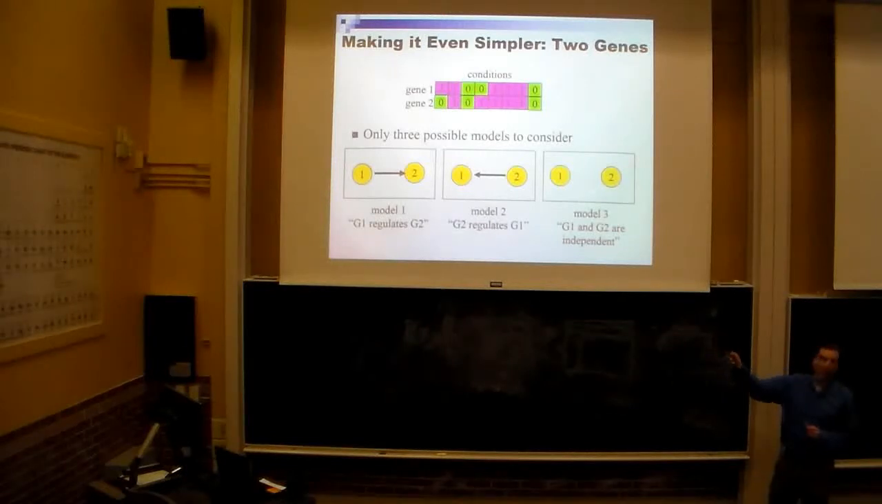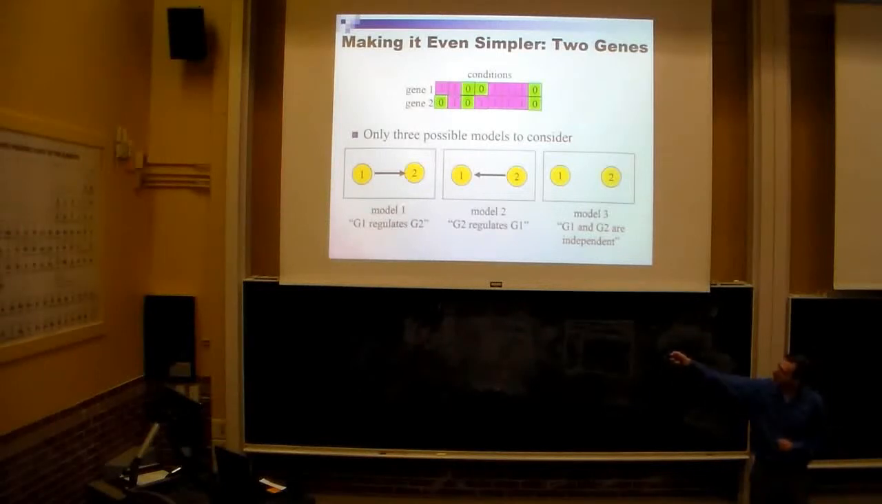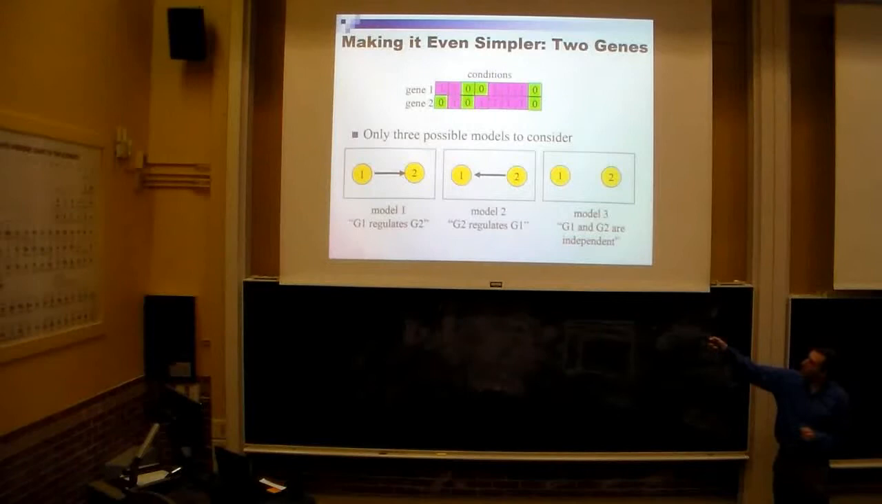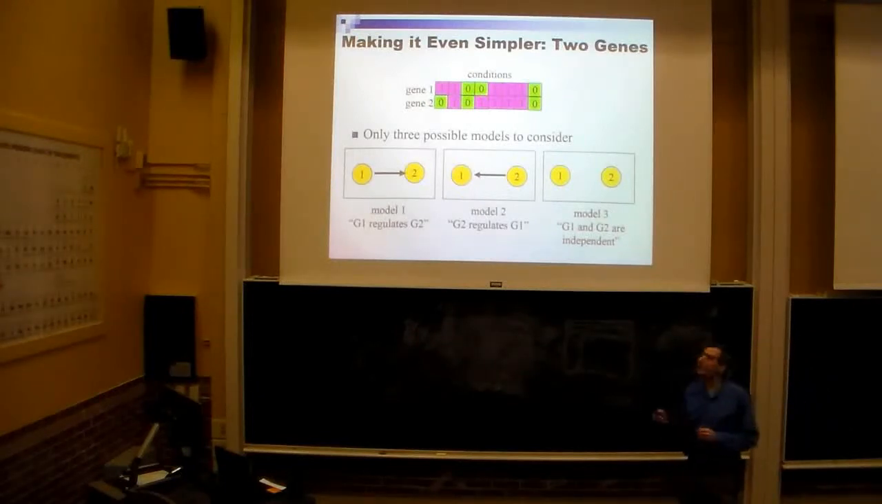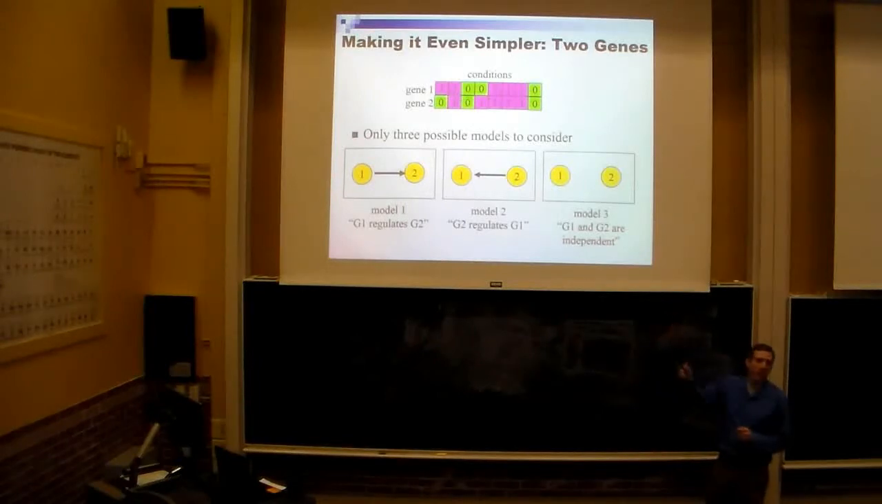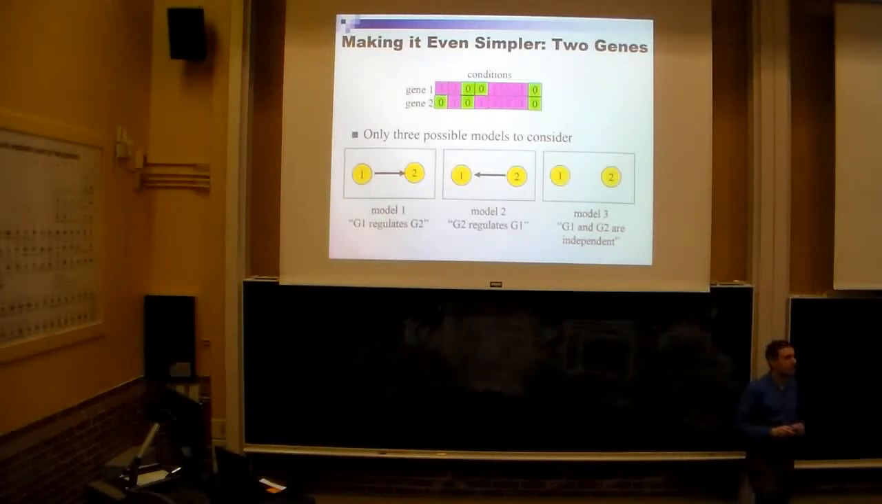There are only 3 possible networks of two genes for the level of abstraction we're looking at. Either we have model 1, gene 1 regulates gene 2, which is represented by a graph with nodes 1 and 2 and an edge from 1 to 2, or we have model 2, gene 2 regulates gene 1, or we have model 3, gene 1 and gene 2 are independent, so neither regulates the other. And our correct model for this data set is going to be one of these 3 models. And our problem then is to figure out which of these 3 models is most consistent with our data.